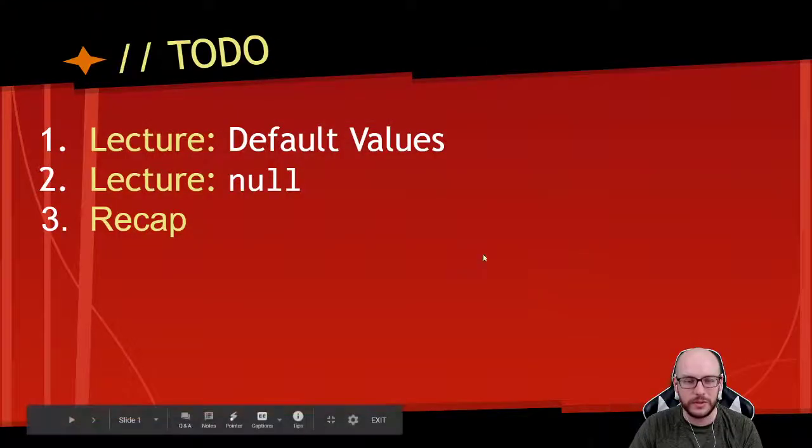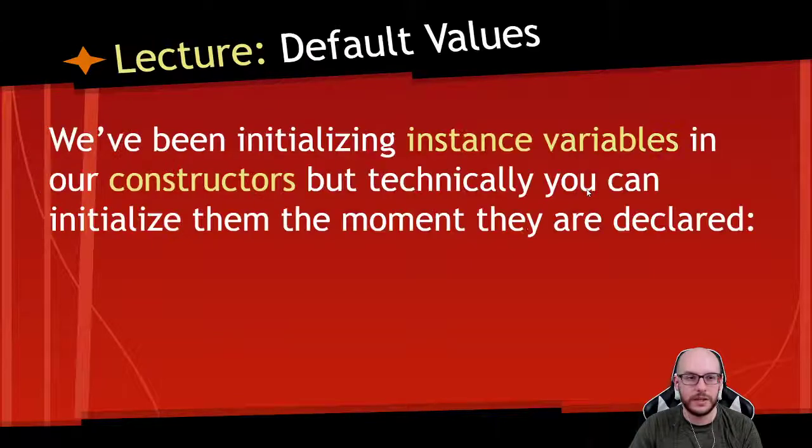All right, we're back, and this is where we're going to pick up where we left off. We were talking about pointers, and I promise you this is going to tie in. We're talking about default values and null. We'll recap this stuff at the end.